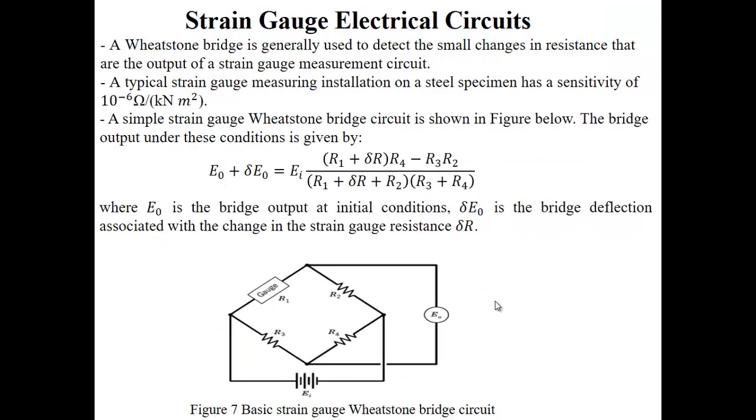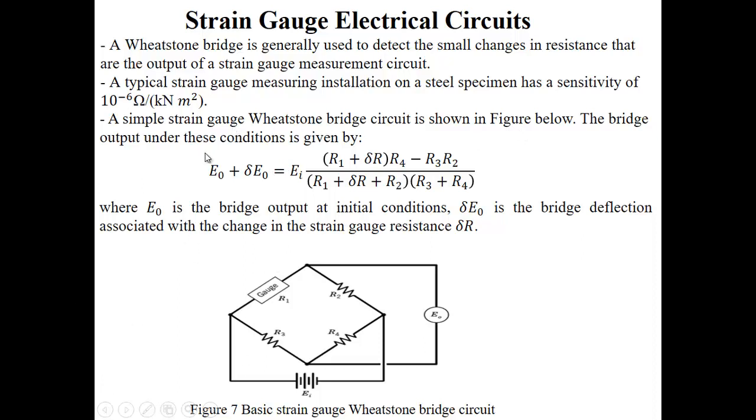Okay, now we go to the strain gauge electrical circuit. For the electric circuit, a Wheatstone bridge is generally used to detect the small changes in resistance that are the output of the strain gauge measurement circuit. Okay, mostly we use the Wheatstone bridge, the basic electrical circuit in a strain gauge. A typical strain gauge measuring installation on a steel specimen has a sensitivity of 10 to the power of negative 6 ohms per kilonewton per meter square. A simple strain gauge Wheatstone bridge is shown in the figures below.